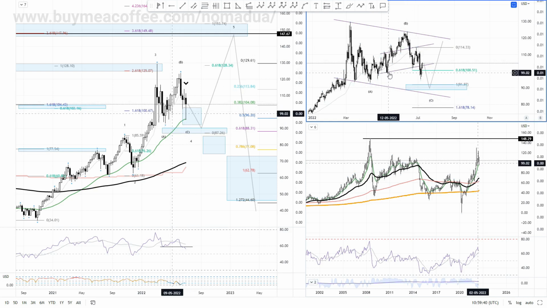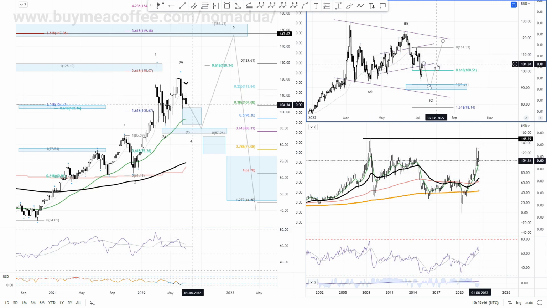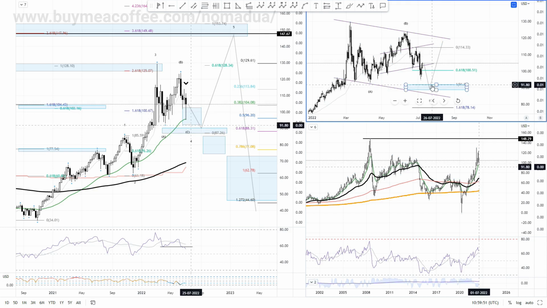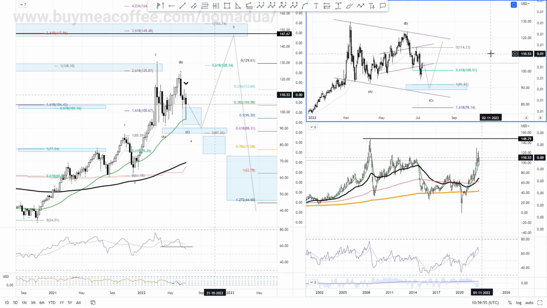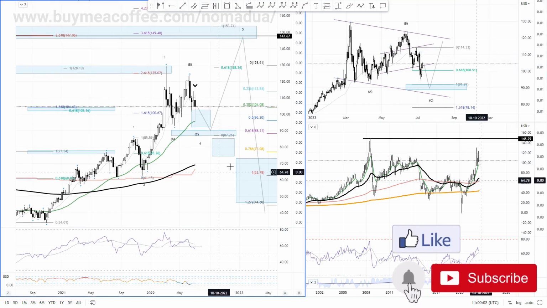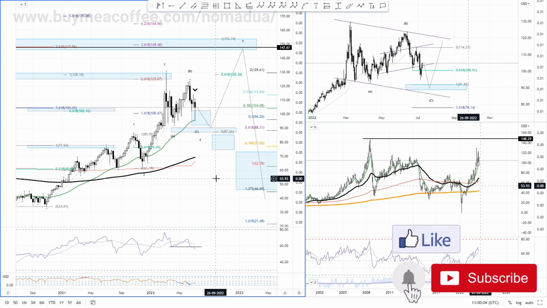Also, you can see here a nice break of head and shoulders pattern. Target for this pattern and for wave C is $90 area here. Also, if we look at the weekly chart at RSI, you can see a pattern of weakness here.